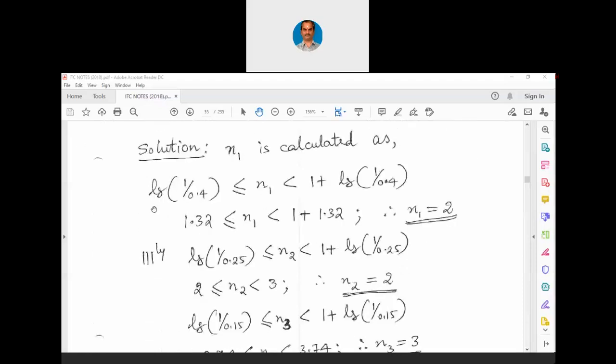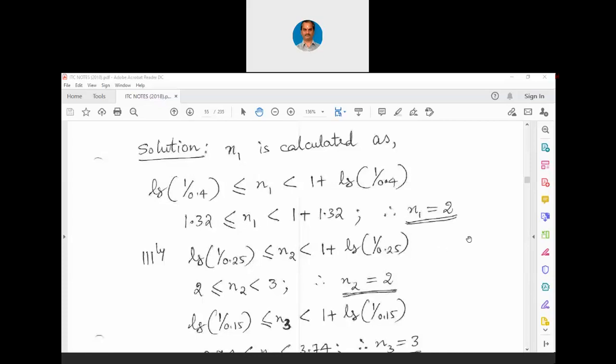N1 is calculated as Lg of 1 over 0.4 should be less than or equal to N1, should be less than 1 plus Lg of 1 by 0.4. Which means Lg of 1 by 0.4 is 1.32. This is what Shannon proposed as the second step in this algorithm. Now 1.32 has to be less than or equal to N1. It has to be less than 1 plus 1.32. That means N1 has to be in between 1.32 and 2.32. Obviously, N1 is equal to 2. Why? N1 has to be an integer.